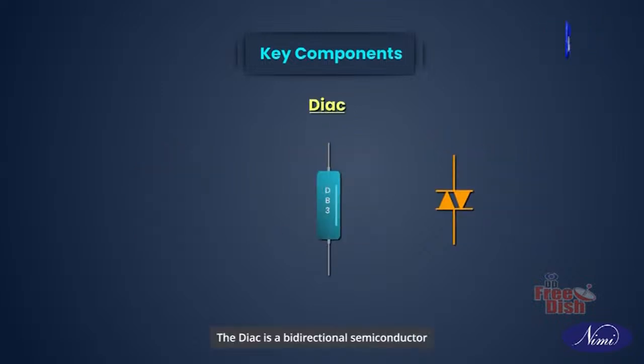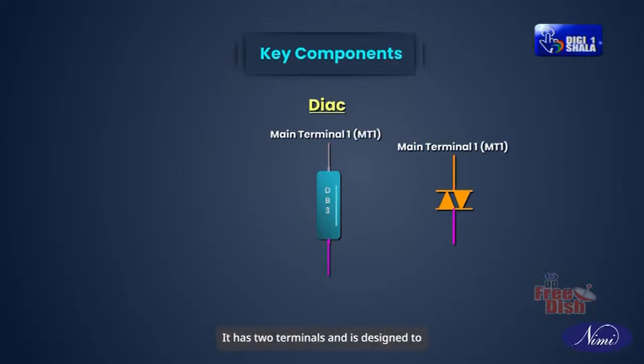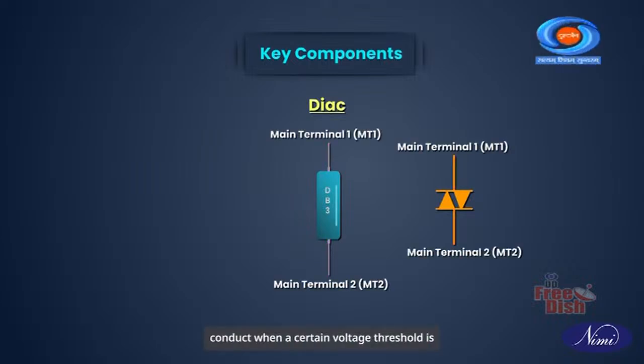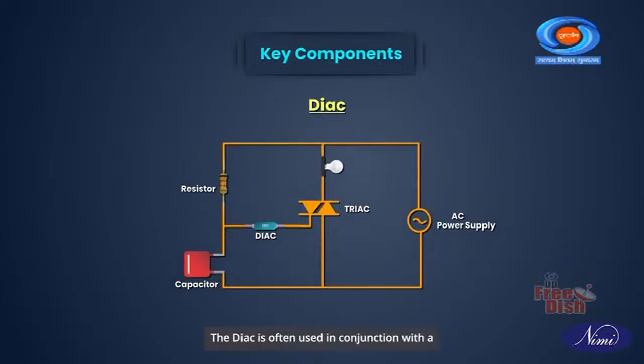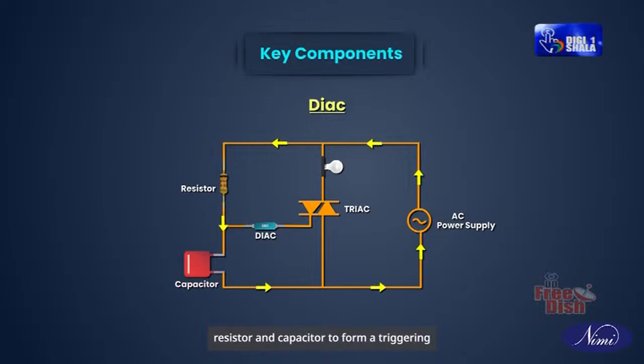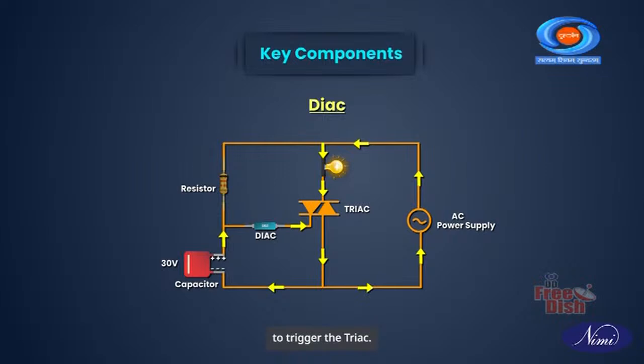Diac. The diac is a bidirectional semiconductor device that is commonly used as a trigger device for triacs. It has two terminals and is designed to conduct when a certain voltage threshold is reached. The diac is often used in conjunction with a resistor and capacitor to form a triggering network that provides the necessary voltage to trigger the triac.